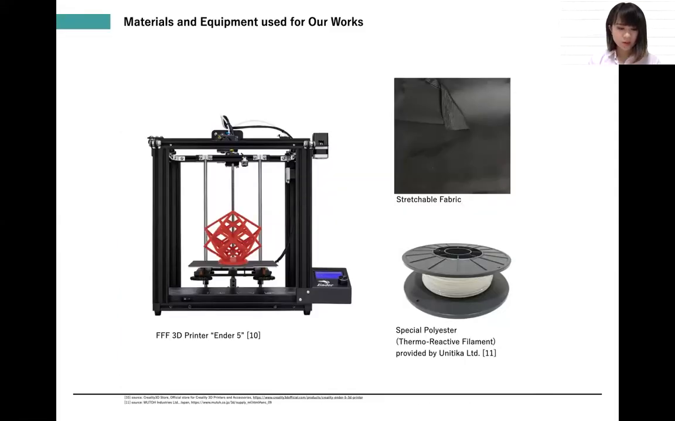These are the materials and equipment we use for our works. FFF 3D printers such as Ender 5, stretchable fabric, and special polyester called thermoreactive filament that has shape memory functions. This special polyester softens at around 45 degrees Celsius and solidifies when it is cooled down, and can be softened and reshaped easily post-production by using a hairdryer or putting it in warm water. This special polyester can be printed out using typical FFF 3D printers.